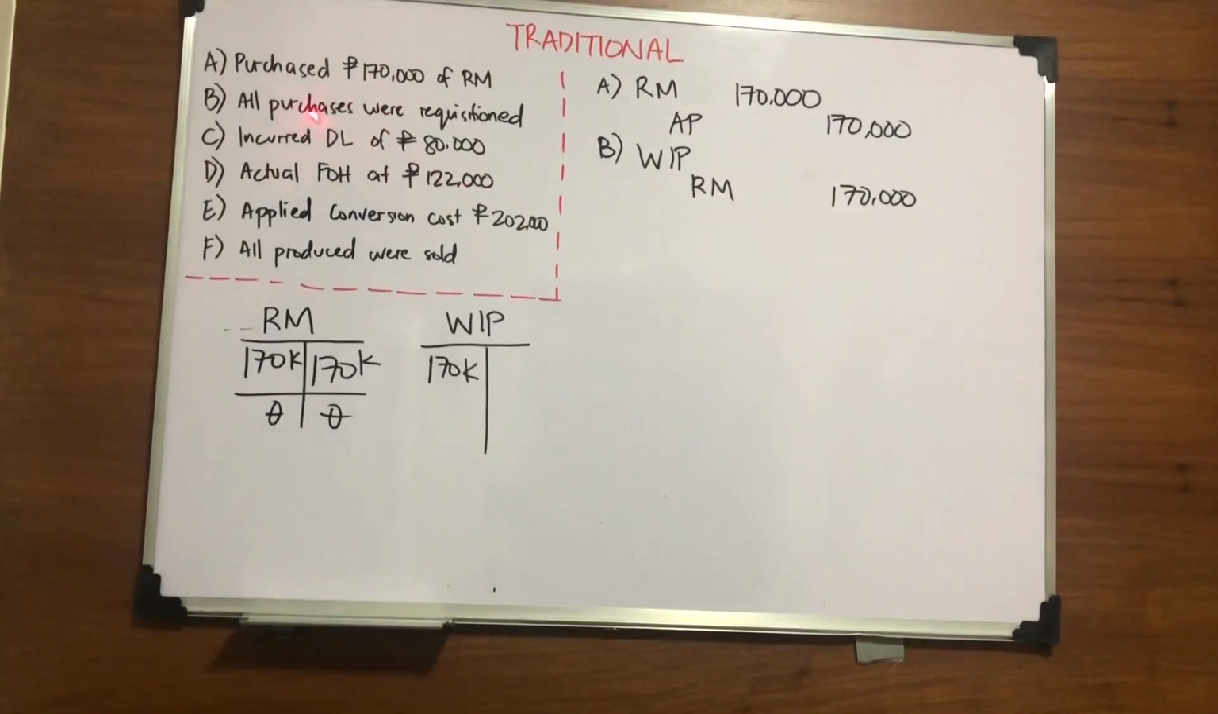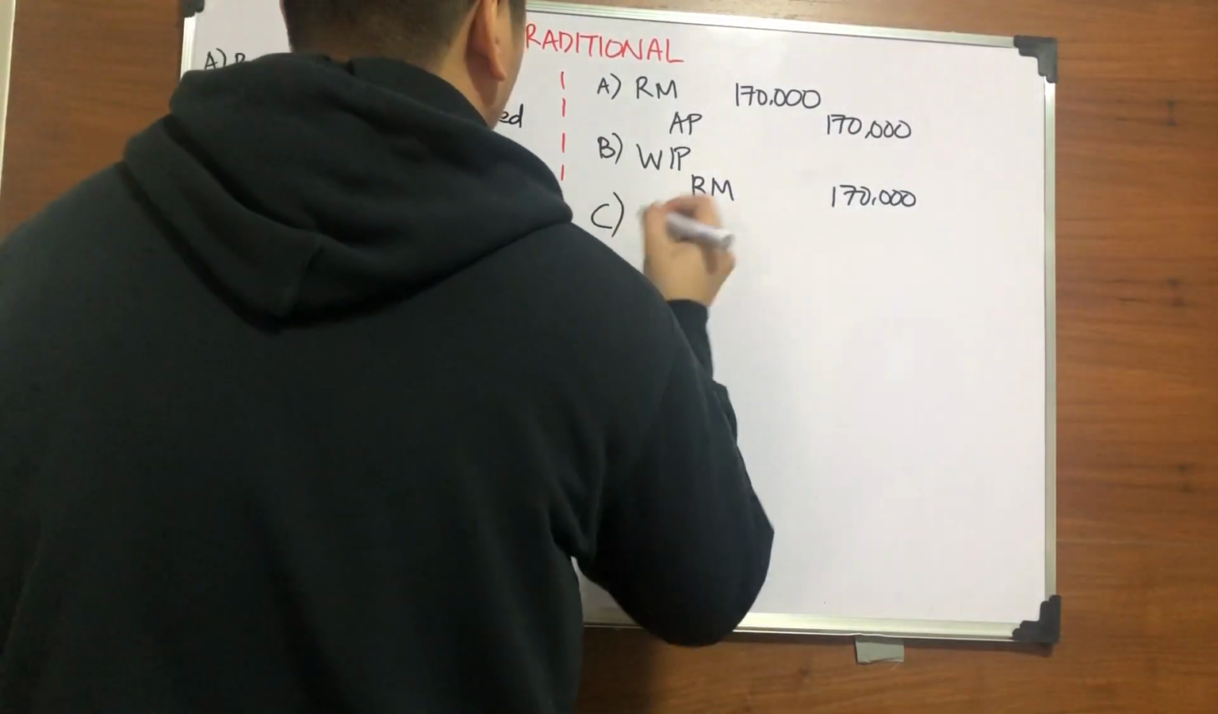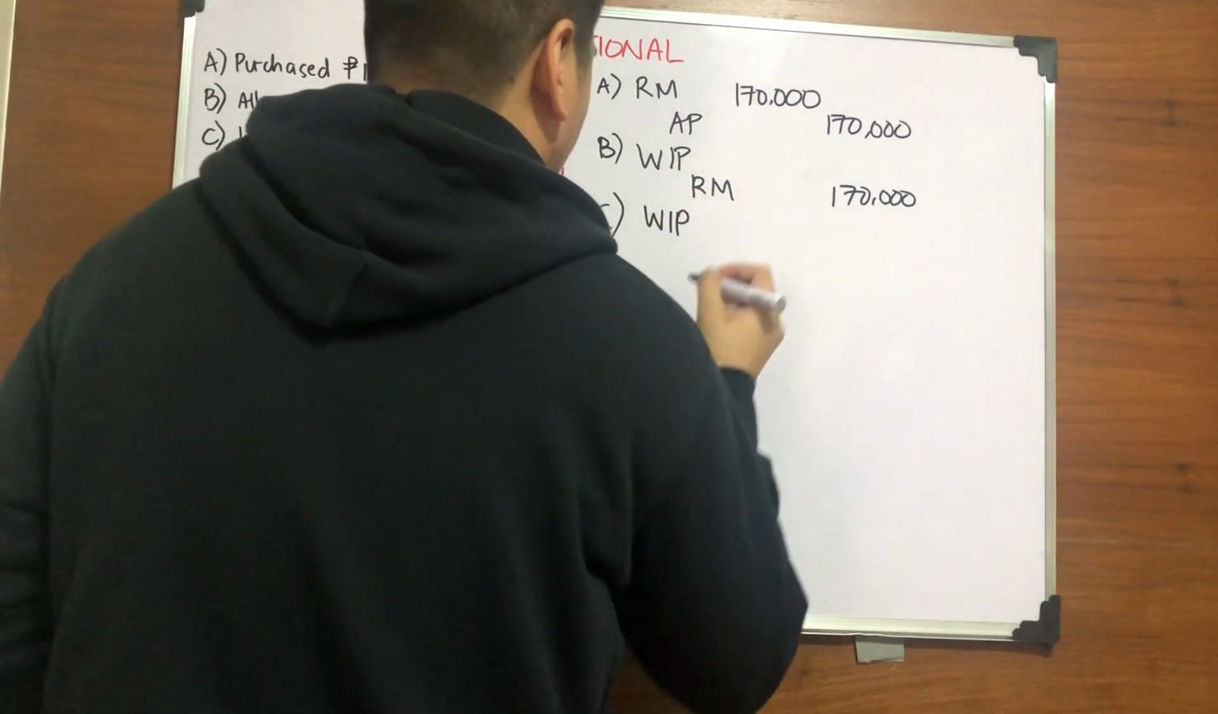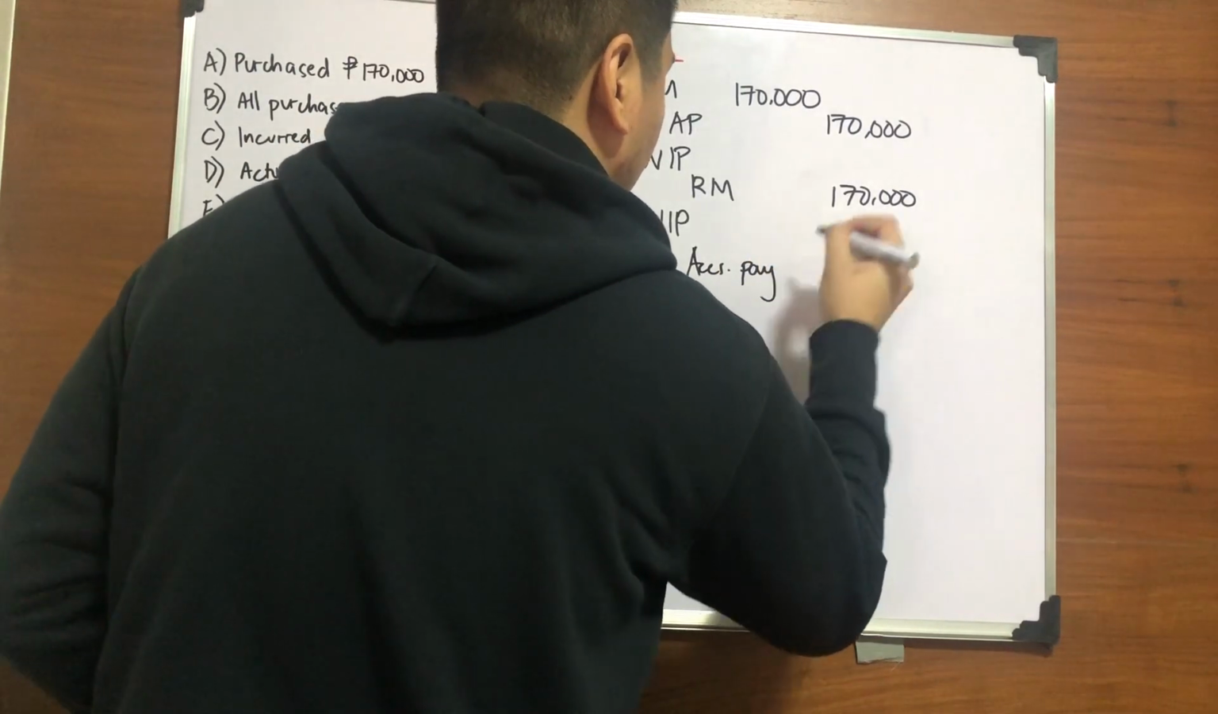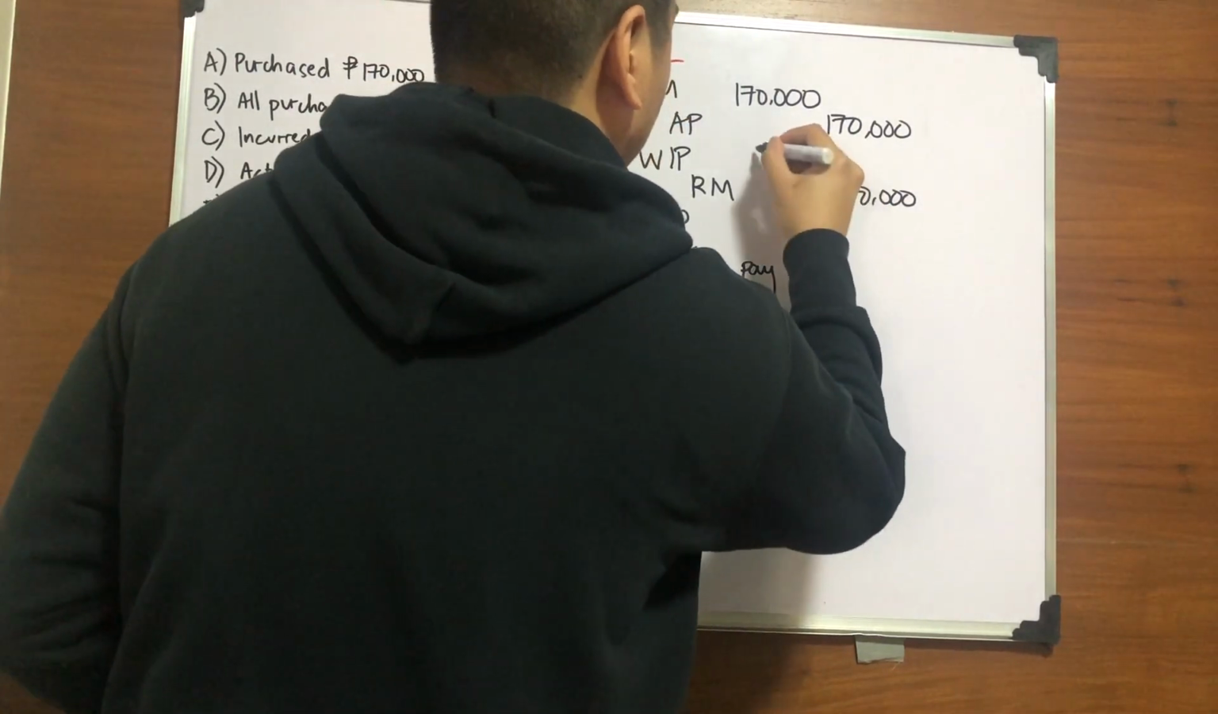So next is the company incurred a direct labor of 80,000 pesos. So direct labor, this enters not in the first stage, not in the raw material stage, but in the work in process stage. So we debit work in process and we credit accrued payroll, for our payables for the services rendered by our employees. So debit WIP, and we credit accrued payable for the amount of 80,000 pesos.